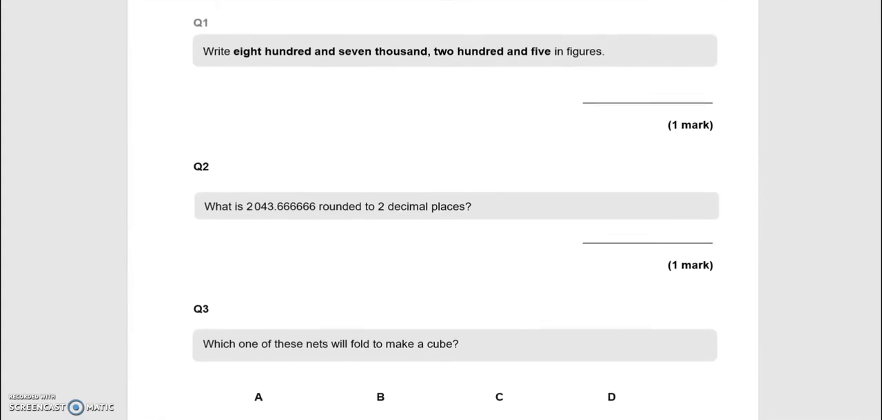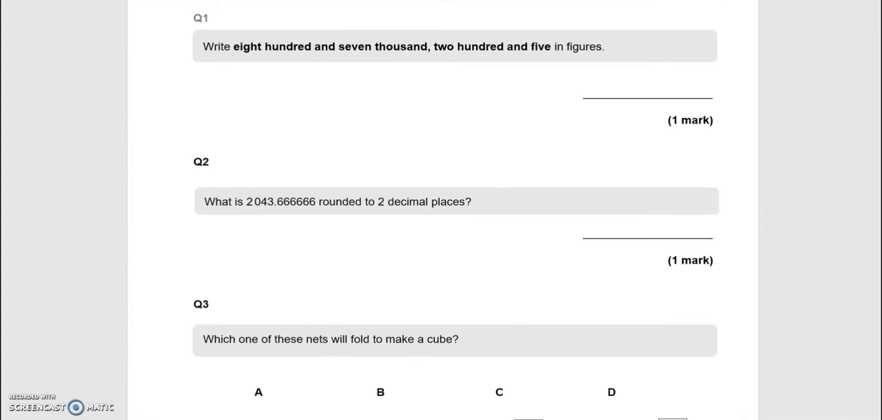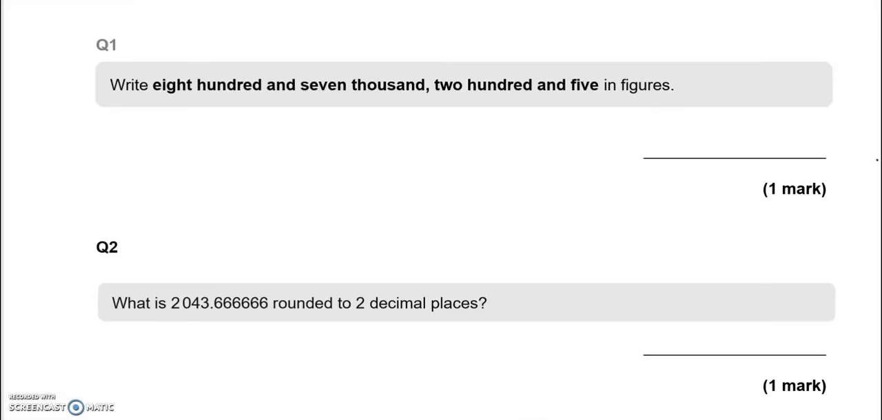We'll start with the first question, which is write 807,205 in figures. To write in figures, it means using digits. So we'll go 807,205.